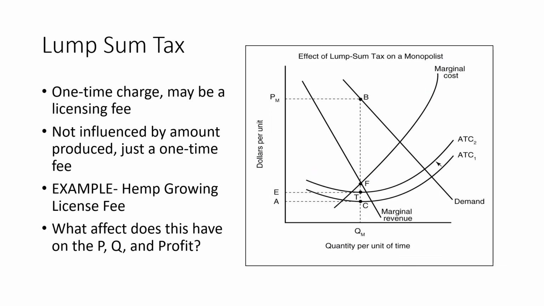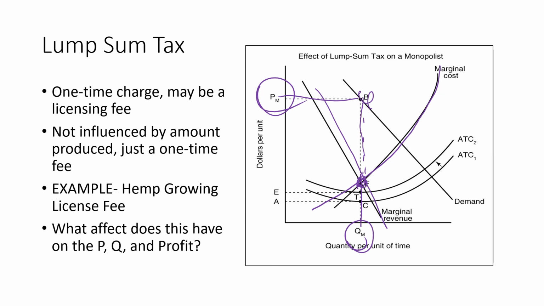A lump sum tax is a one-time charge that the government may impose on a specific product, firm, or monopoly. Again, all this is going to do is not increase or decrease the quantity or the price. It's just going to decrease the profit. So what we see here is that the monopolist is going to produce, sorry, not charge, where marginal cost is equal to marginal revenue. They're going to produce at that quantity, follow it up to the demand curve, and charge this price.